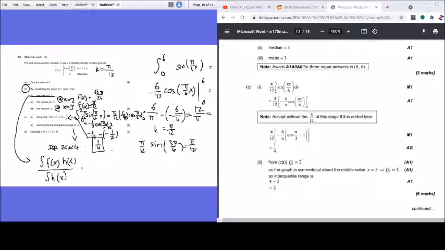And then 2, as the graph is symmetrical around the middle, the value is 3. So I didn't actually write that down. So the interquartile range is 2, so from 2 to 4. Quartile 1 is equal to 2. The graph is symmetrical to 3. So I actually had to write all of that down. I didn't write any of that down, so I only got actually 1 point for that.